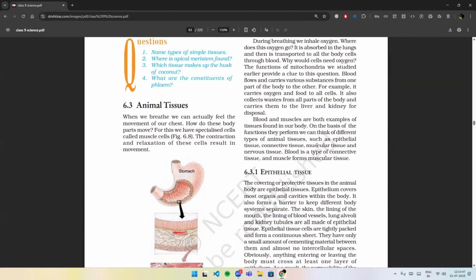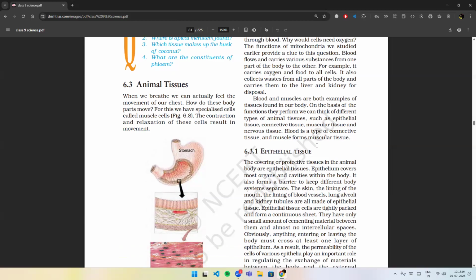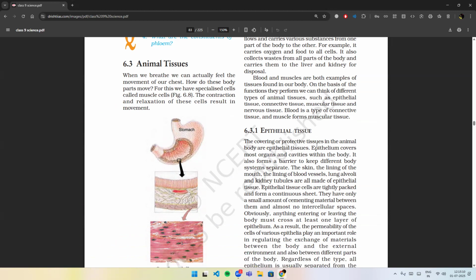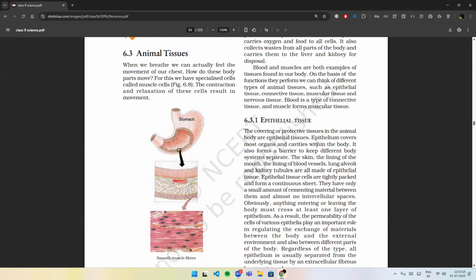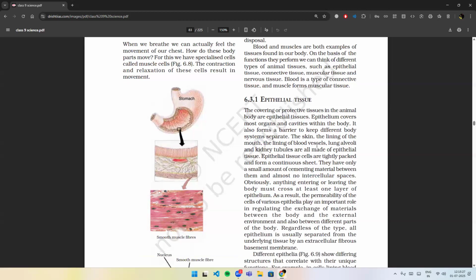The functions of mitochondria we studied earlier provide a clue to this question. Blood flows and carries various substances from one part of the body to the other. For example, it carries oxygen and food to all cells. It also collects wastes from all parts of the body and carries them to the liver and kidney for disposal. Blood and muscles are both examples of tissues found in our body. On the basis of the functions they perform, we can think of different types of animal tissues such as epithelial tissue, connective tissue, muscular tissue, and nervous tissue. Blood is a type of connective tissue, and muscle forms muscular tissue.